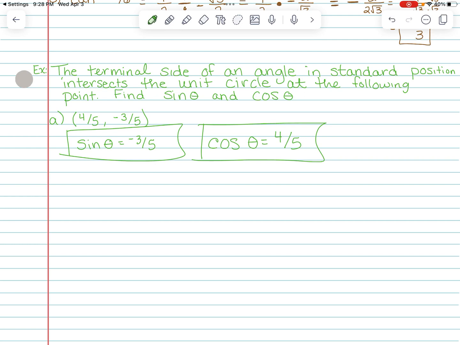Done. If I give you a coordinate point and tell you that that coordinate point is on the unit circle, I do not care if you can find it on the unit circle or not. It's there, which means sine is the y value, cosine is the x value.